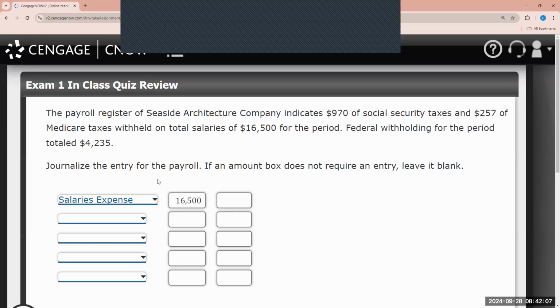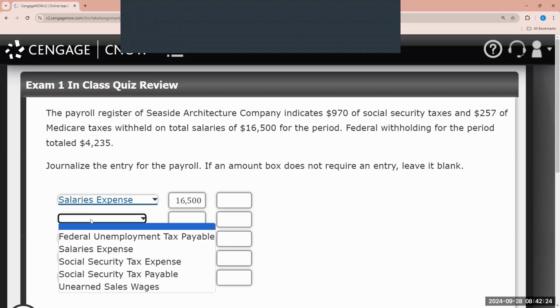But again, as we just saw in the previous problem, we have gross pay, but then we also have to account for deductions for Social Security, Medicare, and federal income taxes withheld. And then the difference between the two is what is paid to employees. So we accounted for our gross pay of $16,500. Now we need to account for the deductions.